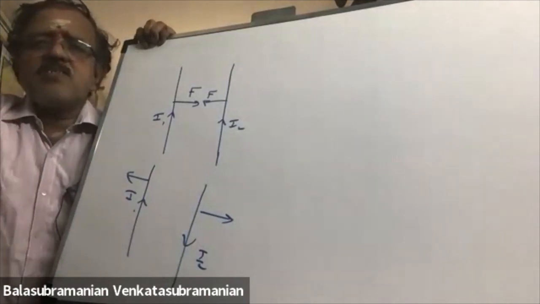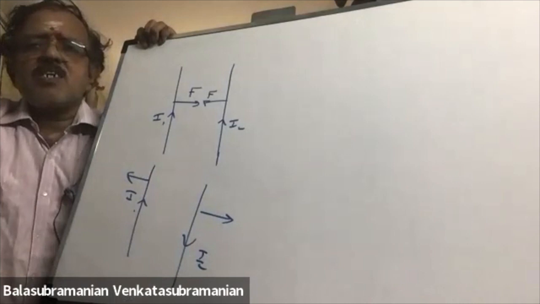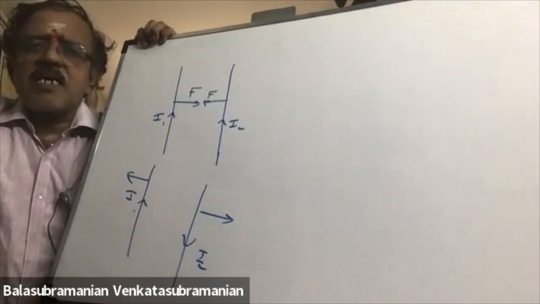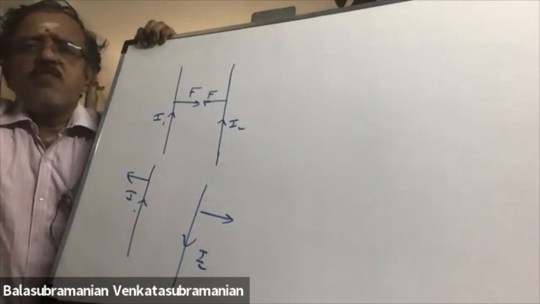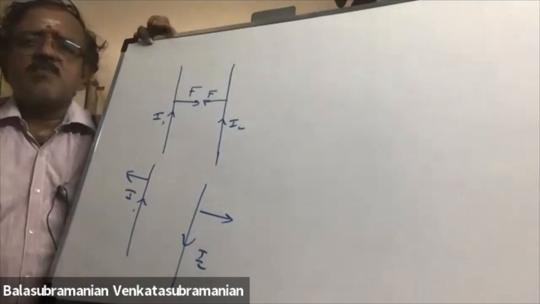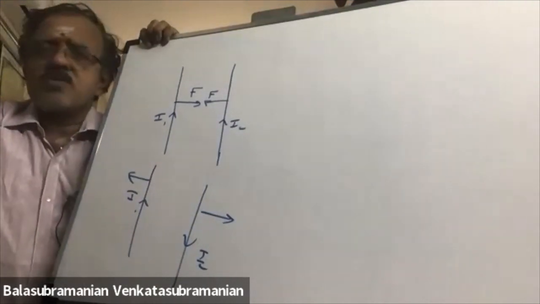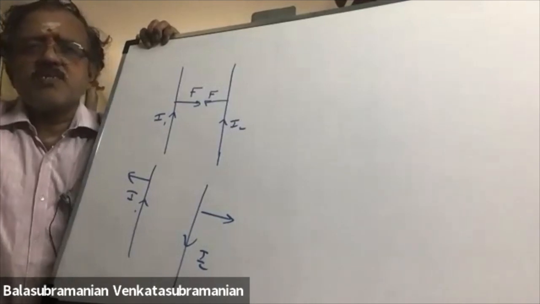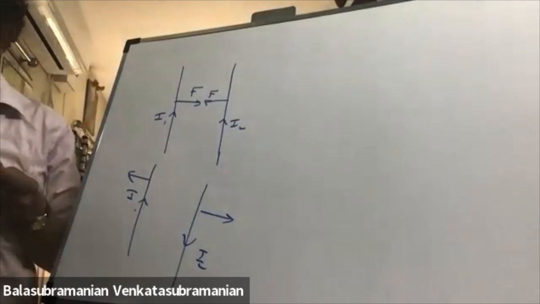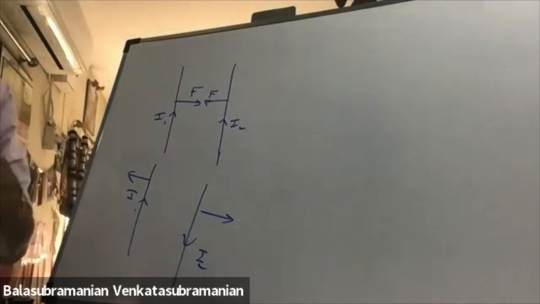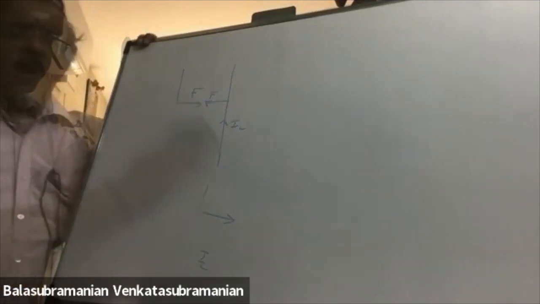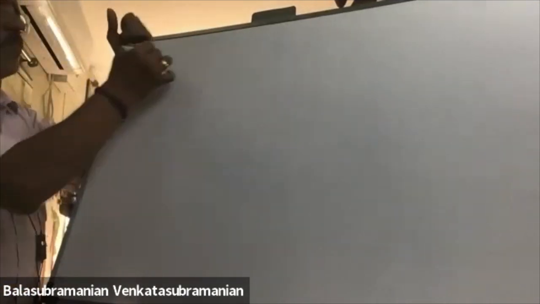If current is passing in the same direction through two parallel conductors, then they will be attracted. If two parallel conductors carry current in opposite directions, then they will exert a repulsive force. Basic information. Correct? Fine. Next. Attraction, repulsion. Okay. Oersted experiment. Basic experiment.